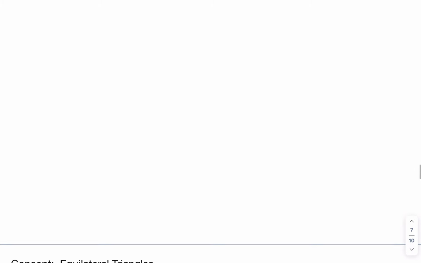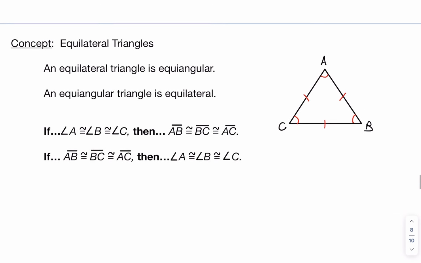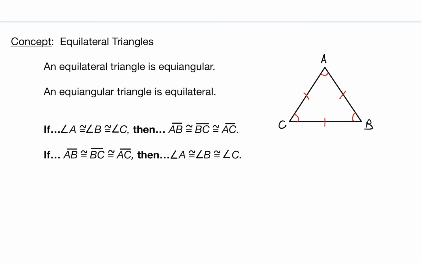The next theorem or concept is about equilateral triangles. This is probably the simplest concept to understand, because in an equilateral triangle, all three sides are exactly the same, and because they are exactly the same, all three angles are equal to each other. The converse is also true.